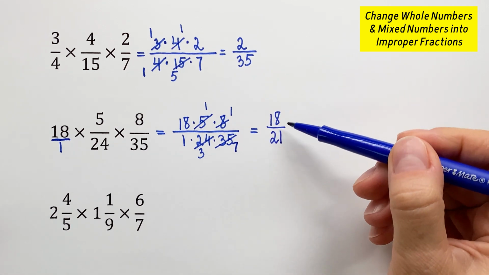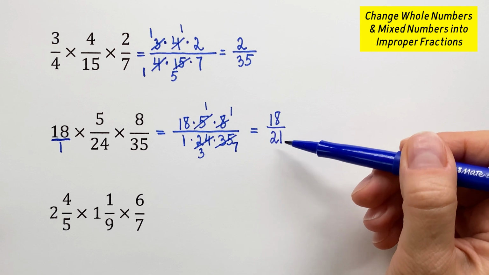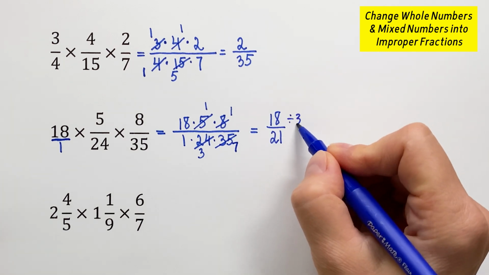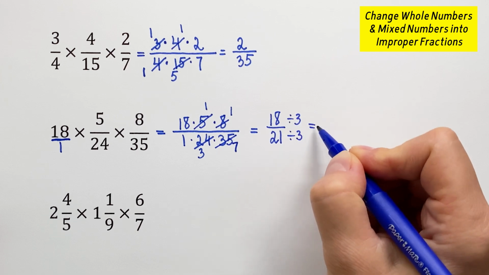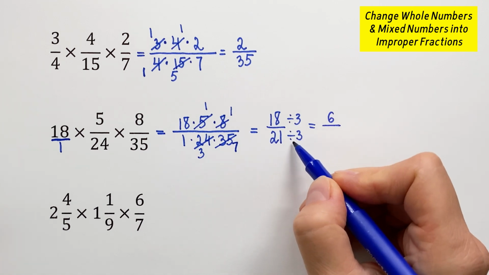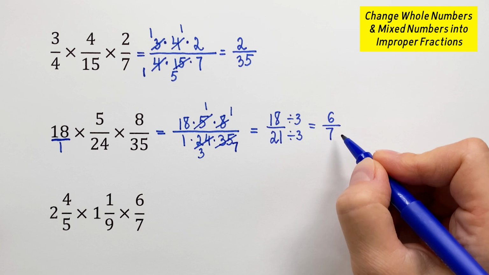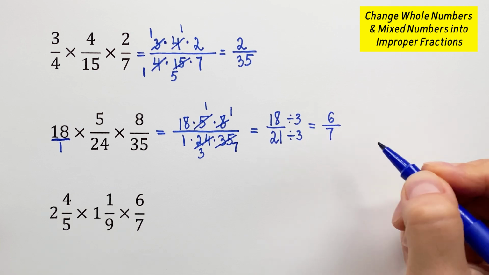Now, we need to reduce this fraction because numerator and denominator can be divided by the same number, which is 3. So we must reduce or simplify this fraction. So 18 divided by 3 is 6. And then 21 divided by 3 is 7. So 6/7 is the final answer, and we stop here.